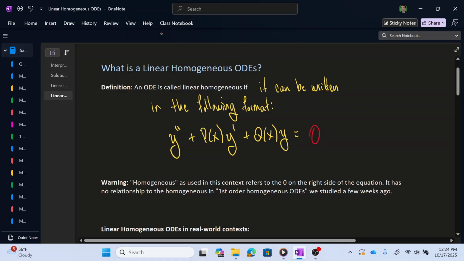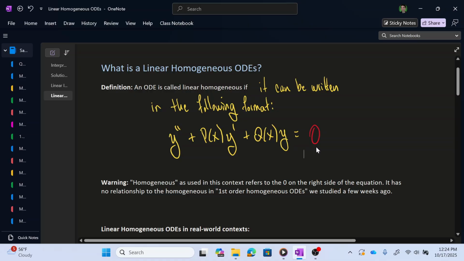This is the format of a linear homogeneous differential equation, specifically a second order linear homogeneous differential equation, because we have this second derivative here. Now, a word of caution, and something that frustrates me terribly about this class: the word homogeneous here is used to describe the 0 on the right-hand side of the equation.